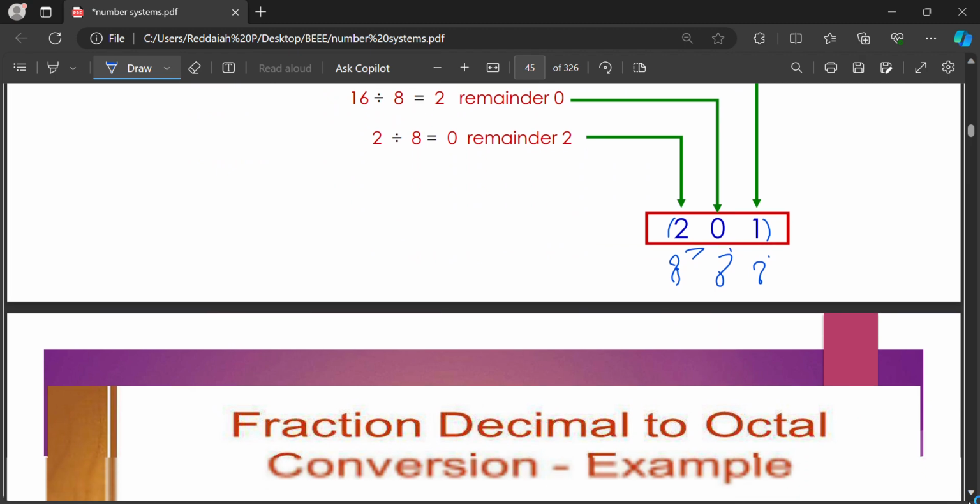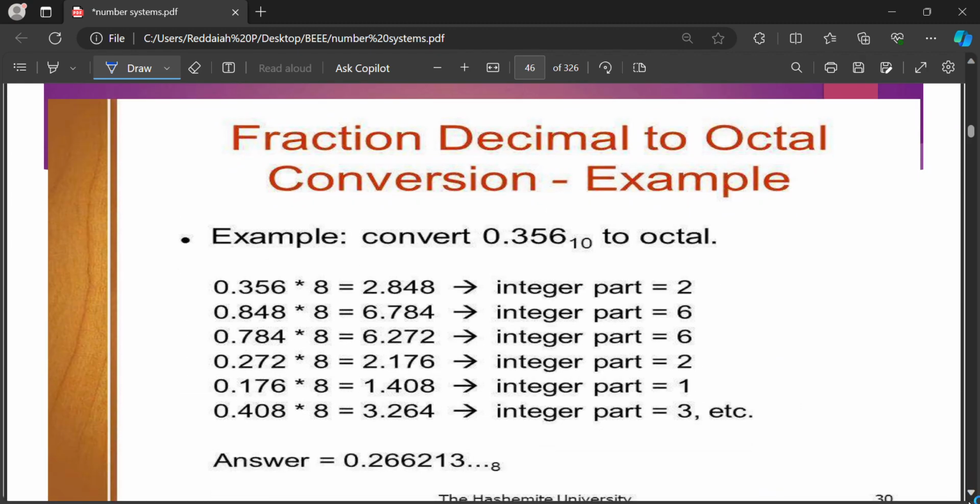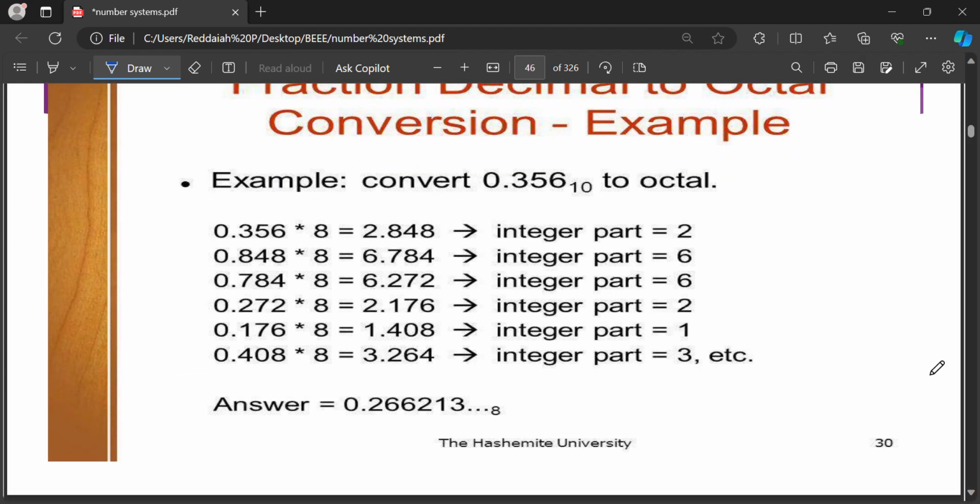See the examples now. These are examples of converting decimal fractions into octal. Converting the fractional part into octal means the fraction is multiplied by 8, whereas the integer part will be 2, 6, 6, like that. The integer part you will get.